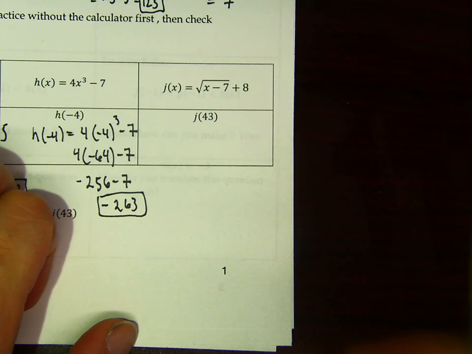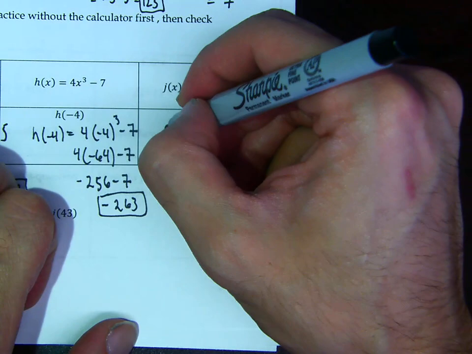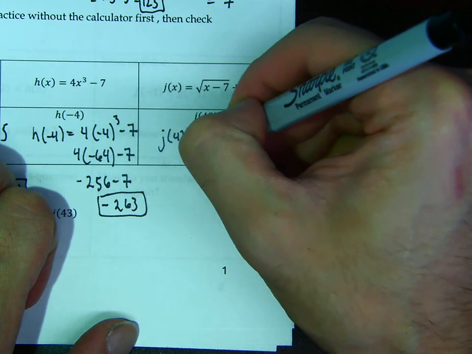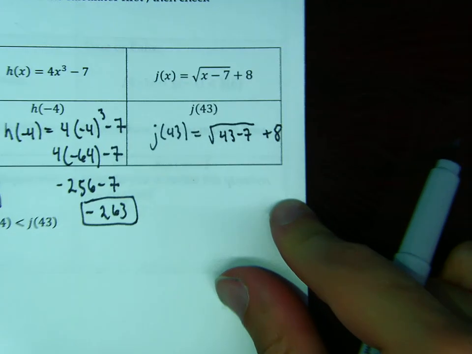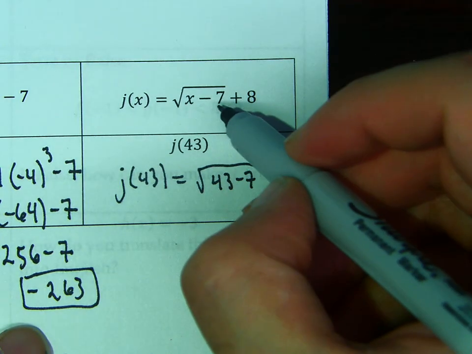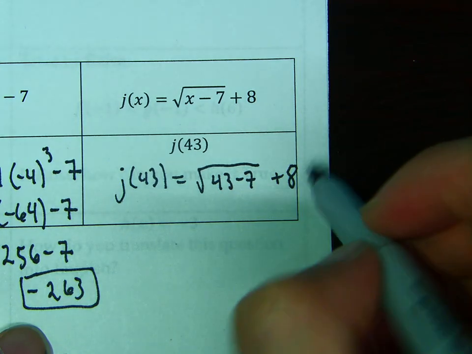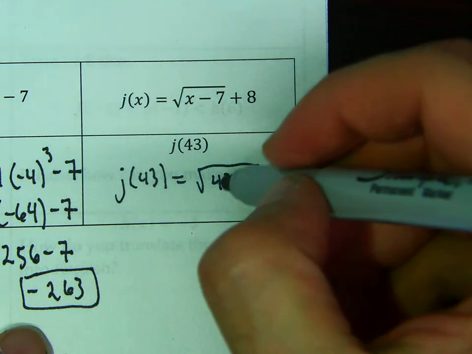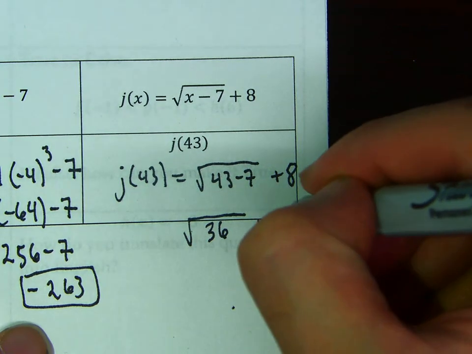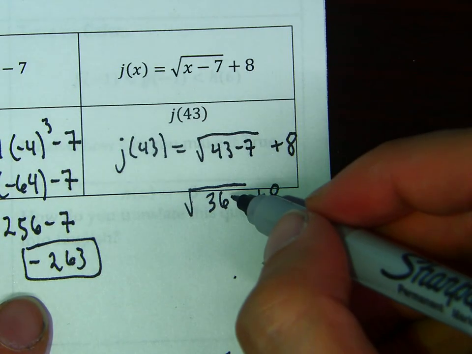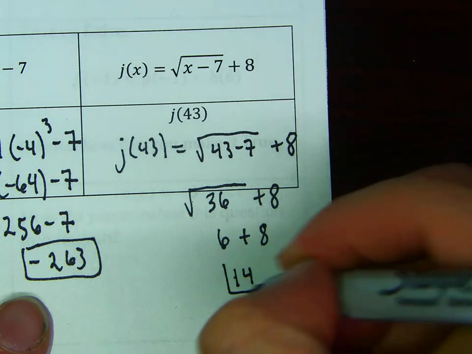All right. Last one. j of 43. What is j of 43? This is j of 43 is equal to square root of 43 minus 7 plus 8. So notice within this question that this x minus 7 is inside the radical. So what do we have to do? We have to do inside the radical first, and this plus 8 is kind of like onto the side, right? It's not there yet. So now I have square root of, well, what's 43 minus 7? That's 36 plus 8. What's the square root of 36? 6 plus 8. 6 plus 8 is 14. All right.